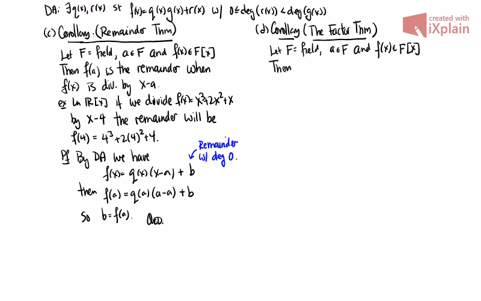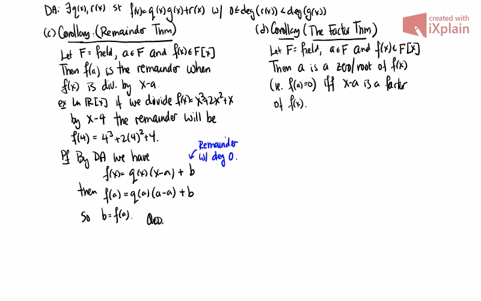So then a is a zero or root, whichever term you prefer, of f of x, in other words, f of a equals 0, if and only if x minus a is a factor of f of x. And this would be, in this case, a linear factor. I'm going to make a comment about that in a second.